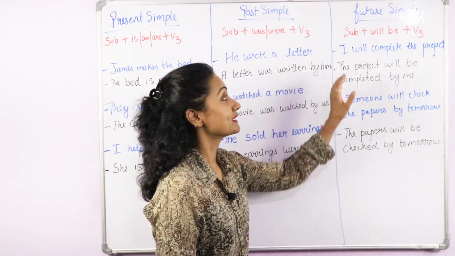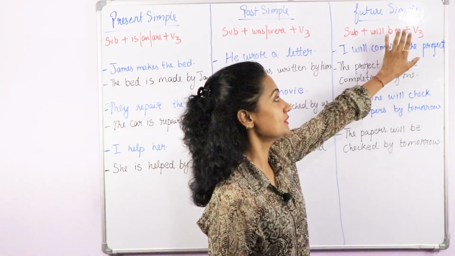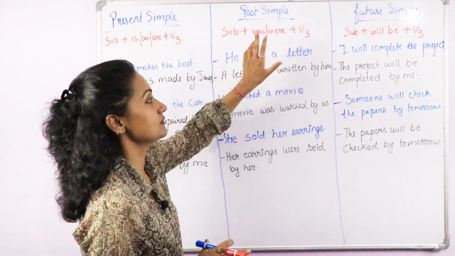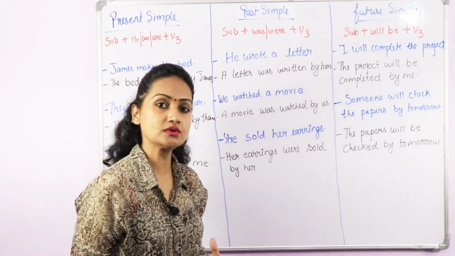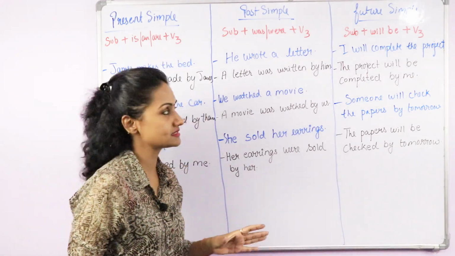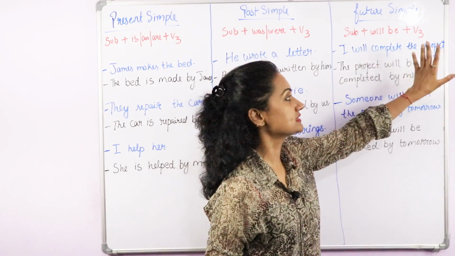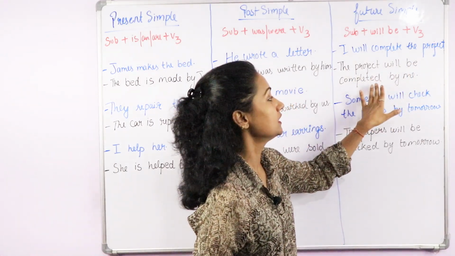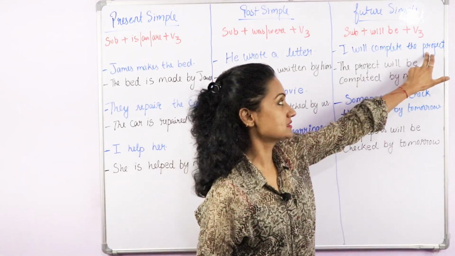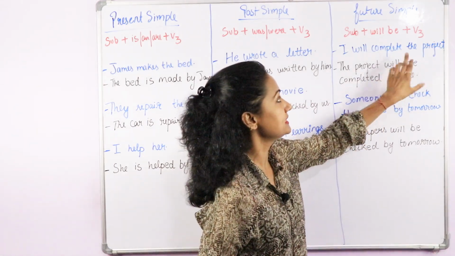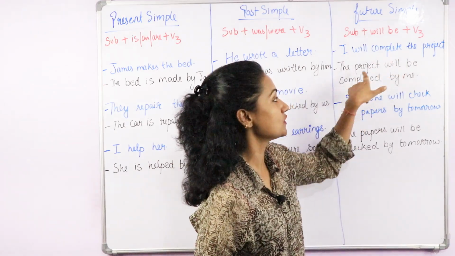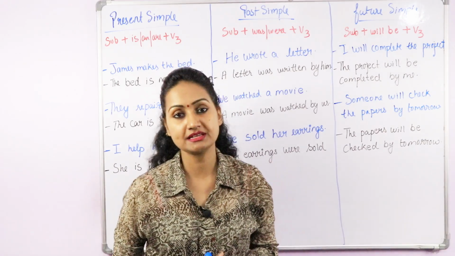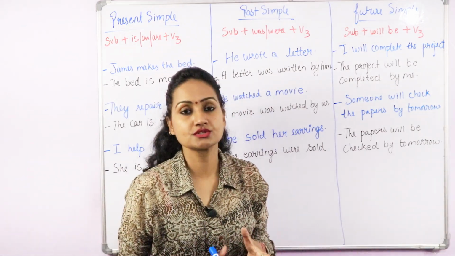Now future simple, subject plus will be plus third form of the verb. So you just have to keep the rule in mind. Once you know the rule, it's very easy to frame a sentence. I will complete the project, simple future tense, an active sentence. Now how are you going to change it into a passive sentence? The project will be, and third form of the verb, will be completed by me. The project will be completed. By me is optional, whether you want to use it or not.